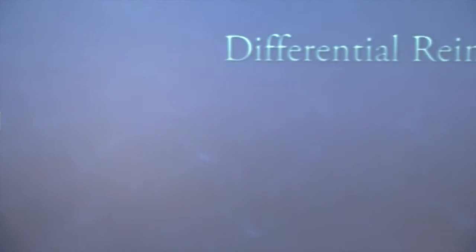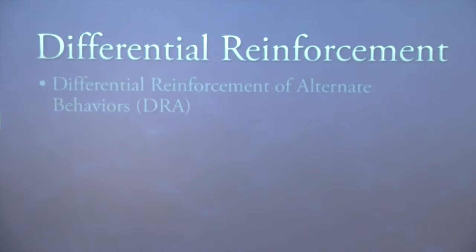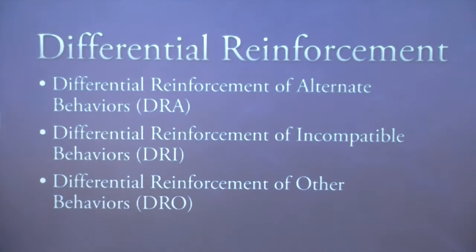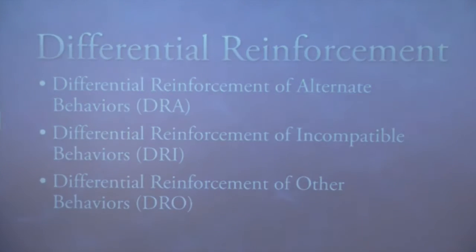There are several forms of differential reinforcement. Differential reinforcement of alternate behaviors. Differential reinforcement of incompatible behaviors. Differential reinforcement of other behaviors. In this video, we will define and show examples of their use and provide guidelines for the effective use of the procedures.